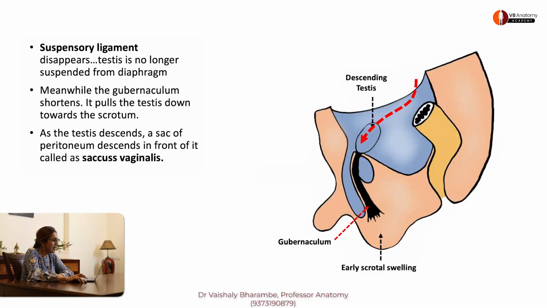It's like, I don't know how many of you have had kite flying competitions, but you remember there is a thread and there is a kite. So as you pull on the thread, the kite can come down. The same thing Gubernaculum is doing. It's pulling on the testes, causing it to descend downwards. As it descends, a pouch of peritoneum passes, traveling in front of it, leading the way. This is your saccus vaginalis.